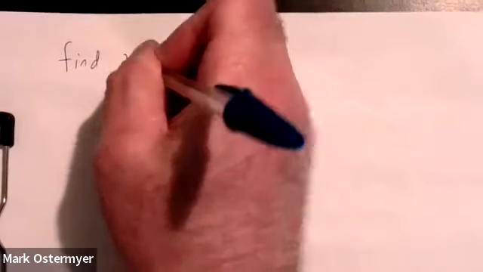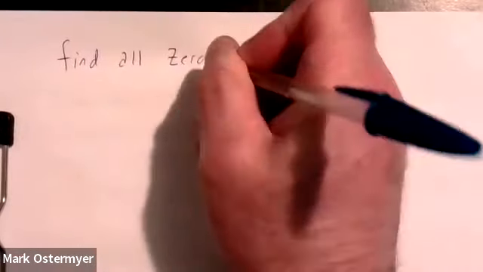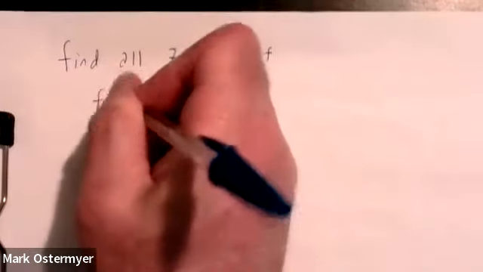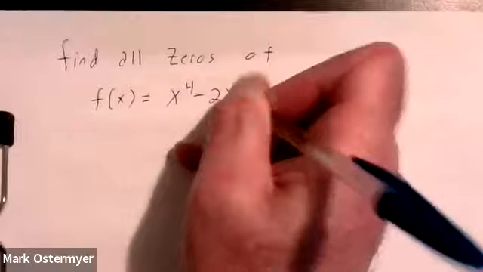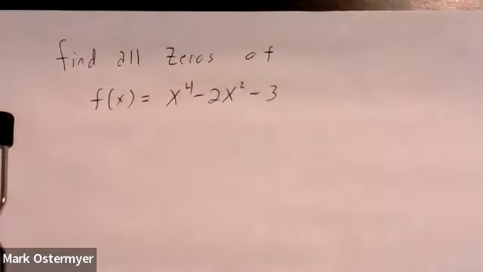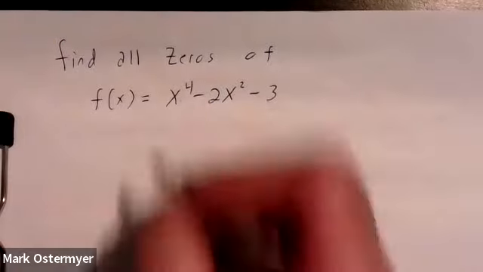All right, let's try another one here. Find all zeros of f of x equal to x to the 4th power minus 2x squared minus 3. So we're going to try to find all the zeros of this one. This is a 4th degree polynomial. It only has 3 terms.